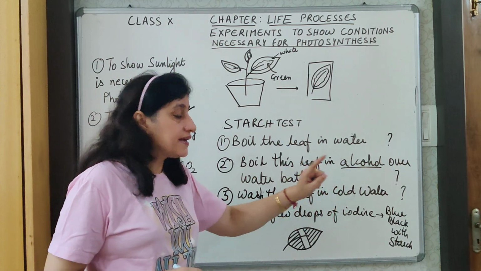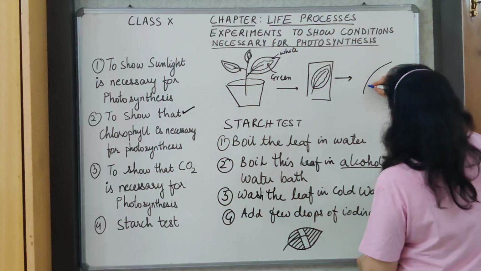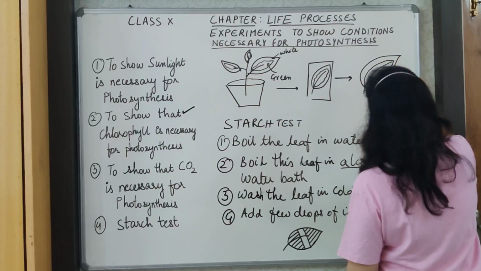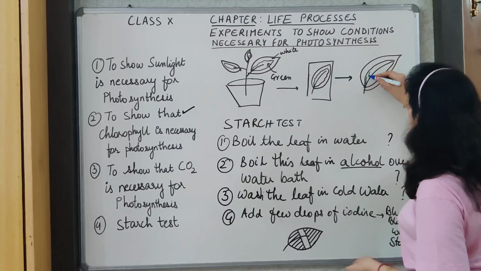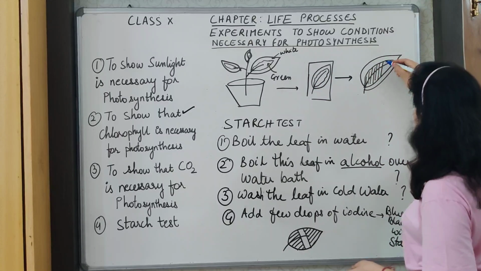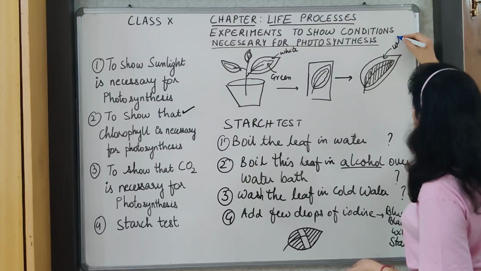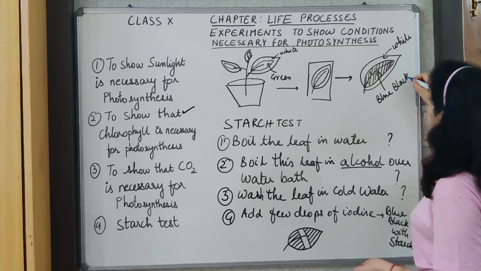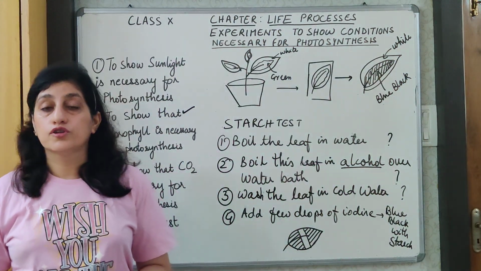So finally, on adding iodine to the leaf, what will be my observation? The observation will be that the portion of the leaf which was green, the inner portion, will turn blue-black because it had chlorophyll, and the portion of the leaf which was white will remain colorless because it did not have any chlorophyll. So this experiment goes on to prove that chlorophyll is necessary for photosynthesis.